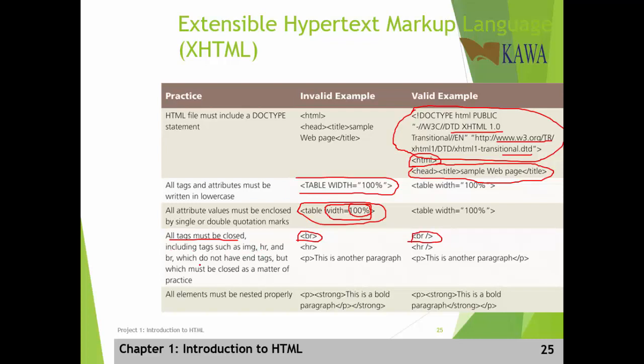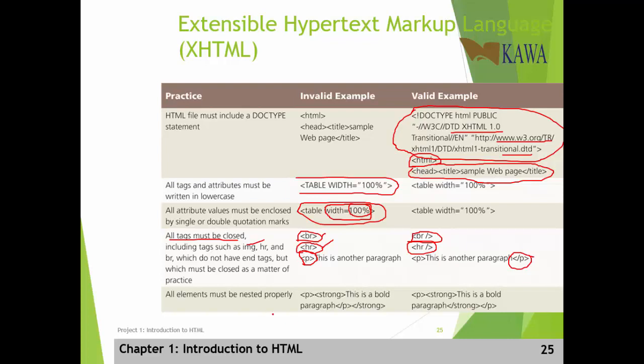Tags such as image and horizontal rule break, which do not have end tags, must be closed as a matter of practice. So you just close it within itself. There are just a few of these, not more than 10, which you don't need to close, like break, horizontal rule, image, as you can see. But all other tags you must close. For example, this paragraph, you must close it like this. It's a standard, so you have to understand which tag needs to be closed and which doesn't.